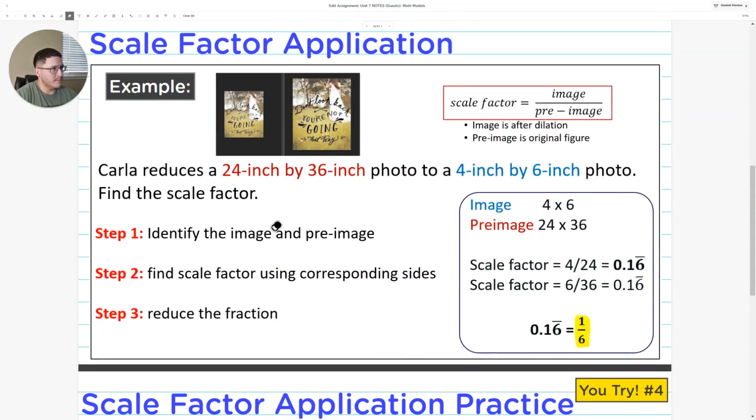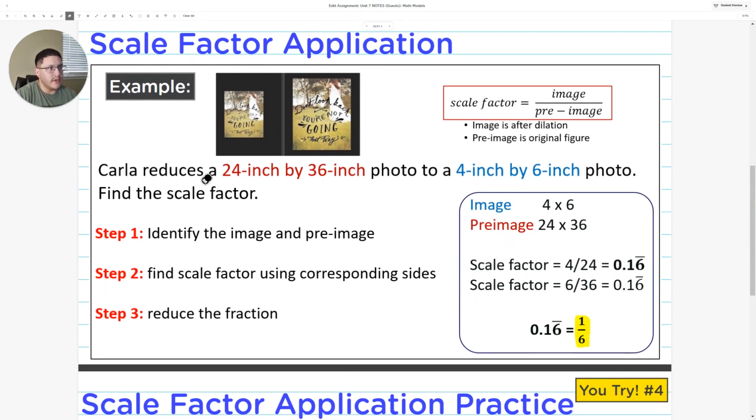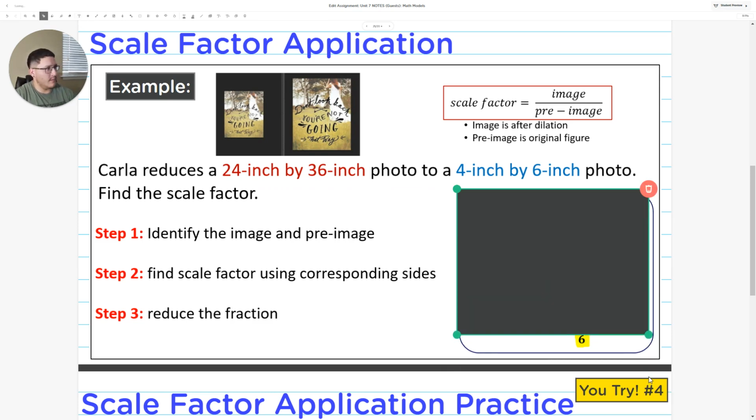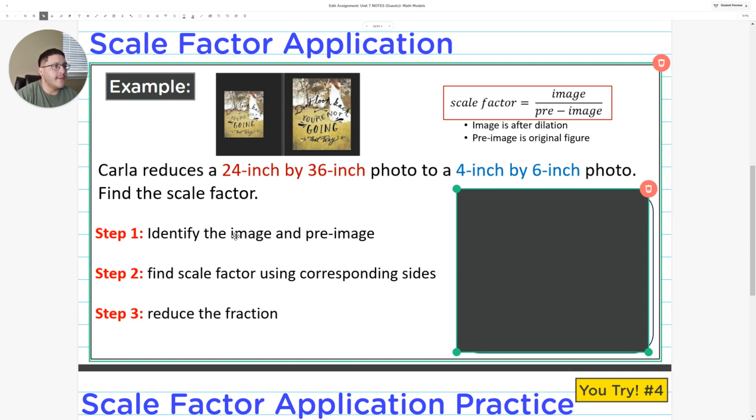Here's another example. Carla reduces a 24-inch by 36-inch photo to a 4-inch by 6-inch photo. Find the scale factor. So there's going to be a few ways we can do this. We need to first identify the image and the pre-image. What is the original and what are we changing it to? So, reduces a 24 by 36 inch photo to a 4-inch by 6-inch photo.